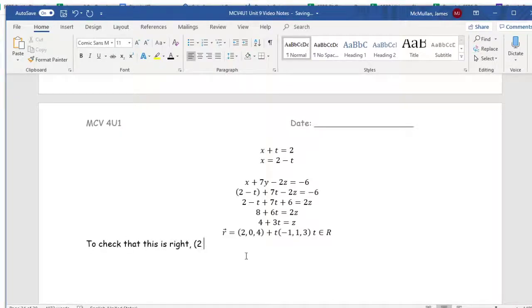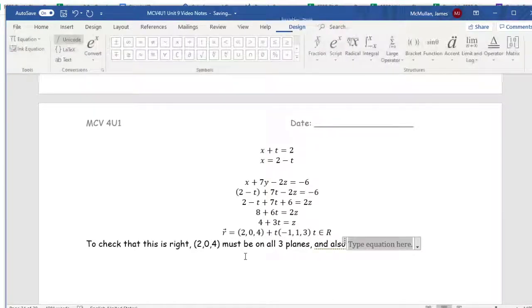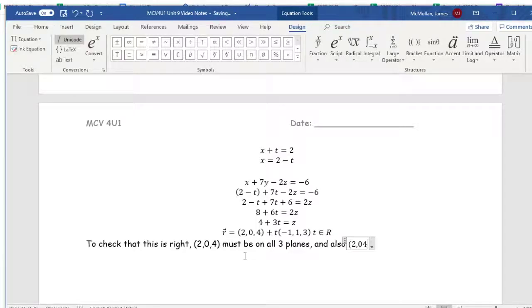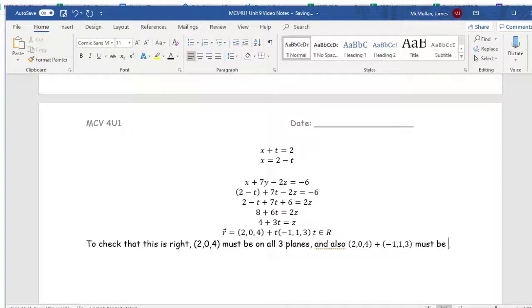Now, to check that this is right, 2, 0, 4 must be on all three planes, and also 2, 0, 4 plus negative 1, 1, 3 must be on all three planes, right? So it would be like saying this point has to be common to all three. And also, if I were to move a direction vector, of course I could also subtract a direction vector or multiply any fraction times that direction vector, it must also be on the plane. So we could check that.